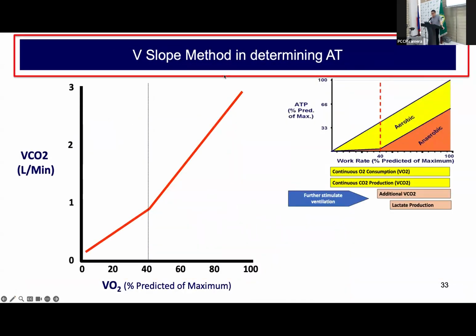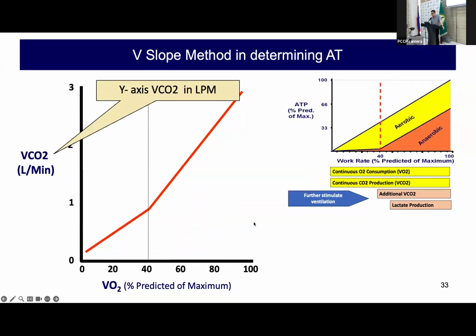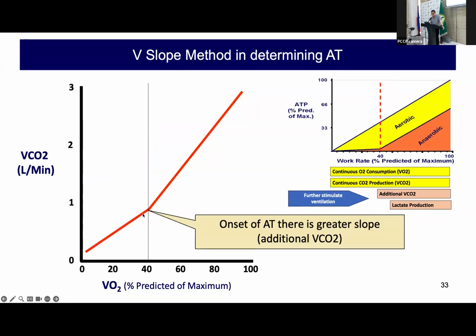So this is the V-slope method in determining anaerobic threshold. X is VO2 in predicted maximum and Y is VCO2. Initially, during exercise, wherein we're using aerobic metabolism predominantly, the carbon dioxide increases proportionately with the oxygen. But at the onset of anaerobic threshold, there's an additional carbon dioxide that is produced. That's why the slope is going to change.